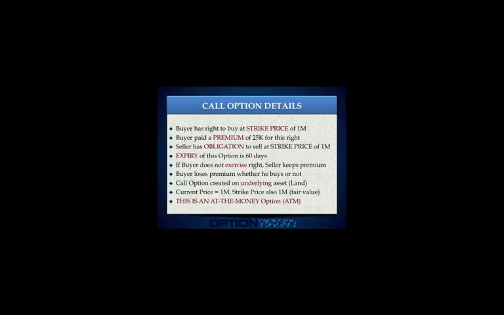Buyer has the right to buy at a certain strike price. Buyer has paid a premium for this right to the seller of $25,000. Seller has the obligation to sell at that strike price by the expiry date, which is 60 days. If the buyer does not buy by the expiry date, seller keeps the premium and the contract expires worthless. Buyer loses the premium regardless of whether he buys or not. And the call option is created on an underlying asset, which in our case is the land.